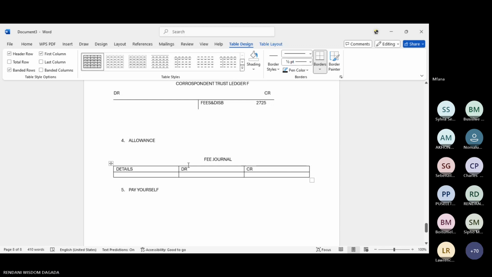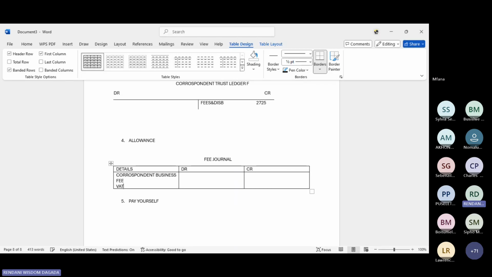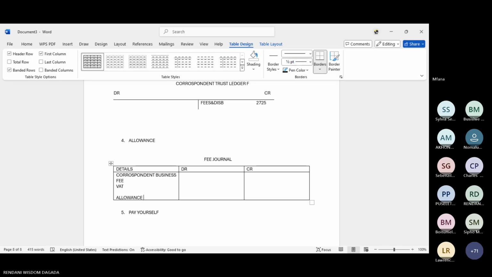Okay. Now for the allowance, you're always going to start with the correspondent business followed by fee, VAT. The reason for this is allowance. Now, one thing you need to know about the allowance, it's always VAT inclusive. So after saying that it's always VAT inclusive, what does that mean? Is it the correspondent business, the fee, or the VAT? The 575. Fee.